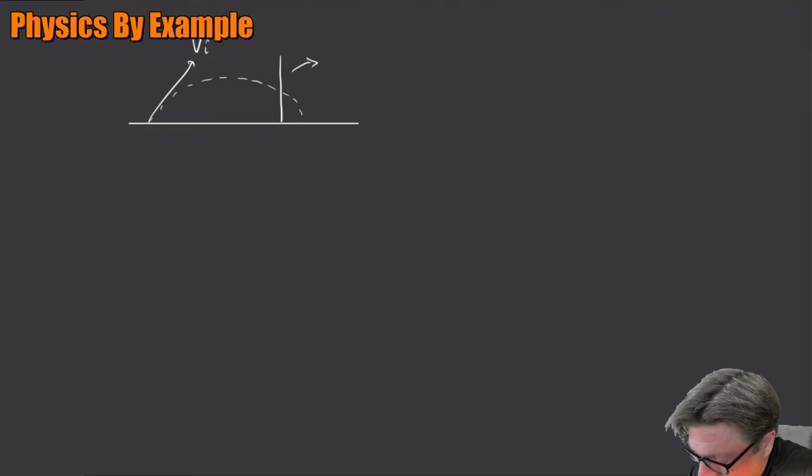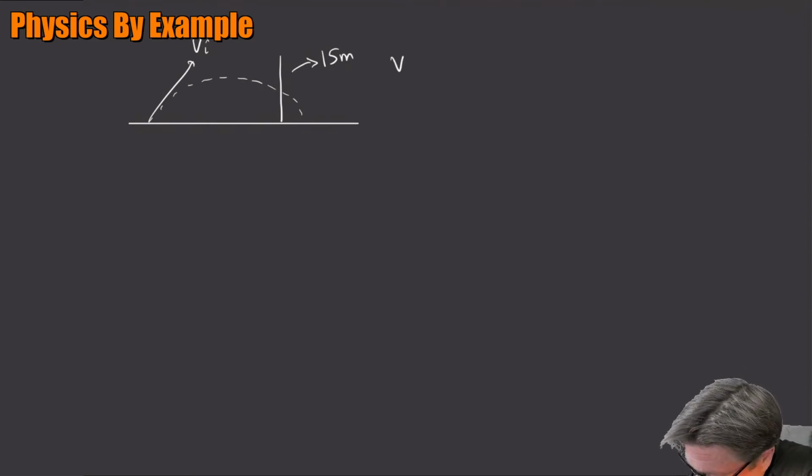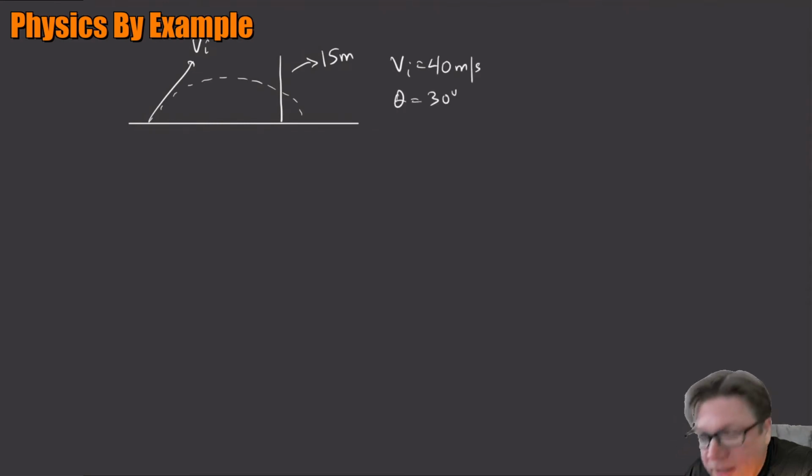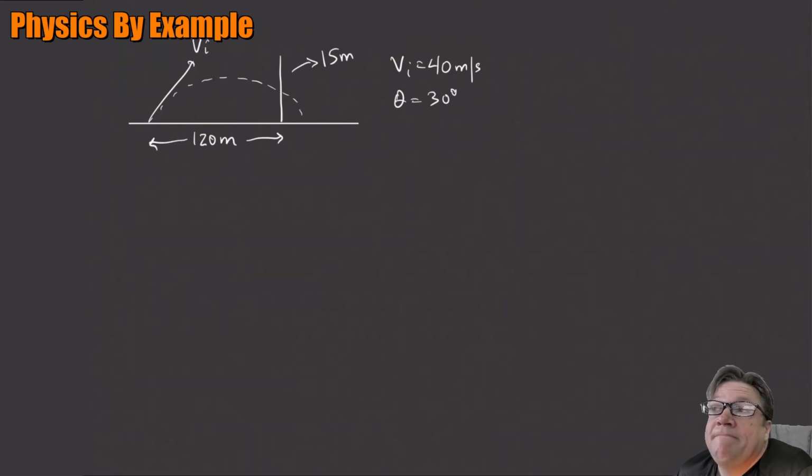And let's say that this wall is 15 meters high. What I want to know is, is the ball going to clear the wall, the one that we launched before? So before we said VI equals 40 meters per second. The angle is 30 degrees. Does the ball clear the wall? Now, let's put this wall, it's a good sort of outfield distance, 120 meters out. All right. Is the ball going to go over the wall?